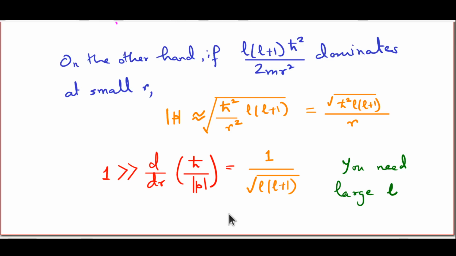Indeed, the behavior of the wave function predicted by the WKB approximation, done naively, turns out to be pretty bad. It does not actually match the behavior that you would expect from the fact that you have a singularity of the form l(l+1) by r².